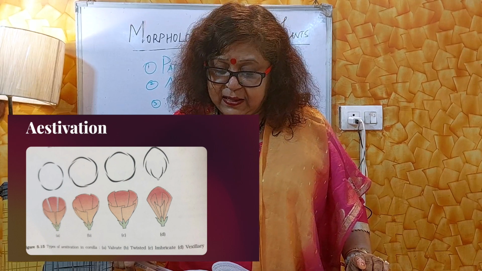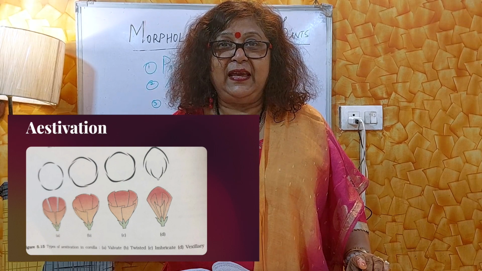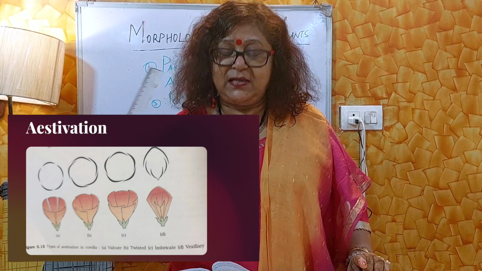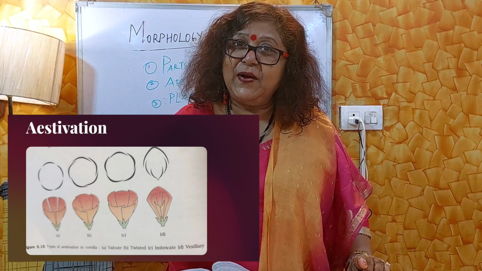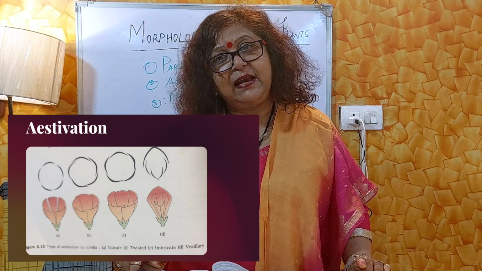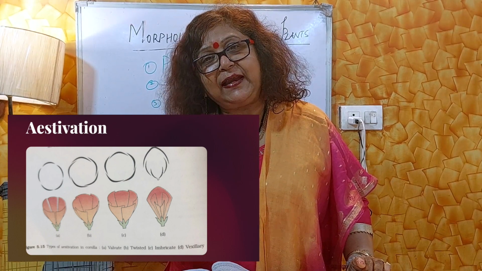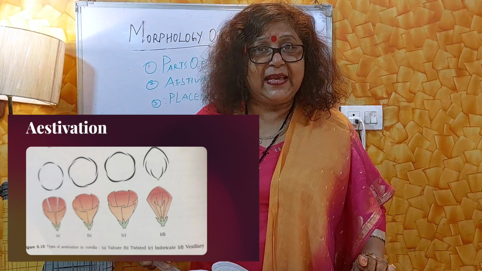Third one is imbricate. Imbricate. That is, there are a total of 5 petals. The arrangement is 1 plus 1 plus 3. Like this you will remember, 1 plus 1 plus 3. That is, one is completely external, another one is completely internal, and the other 3 are partially external, partially internal. So you break it as 1 plus 1 plus 3. The example for this is Cassia.